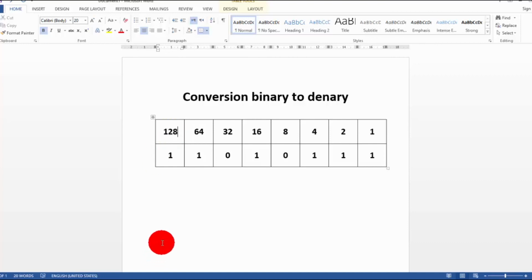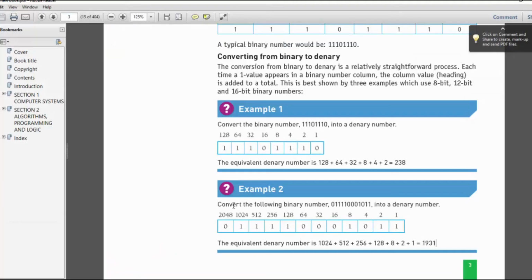Let me show you. Here you can see the bits, right? 1 2 3 4 5 6 7 8 9 10 11 12. So we have to double the number. The double of 128 is 256, double of 256 is 512, double of 512 is 1024, and double of 1024 is 2048, and so on. You have to double up the numbers.